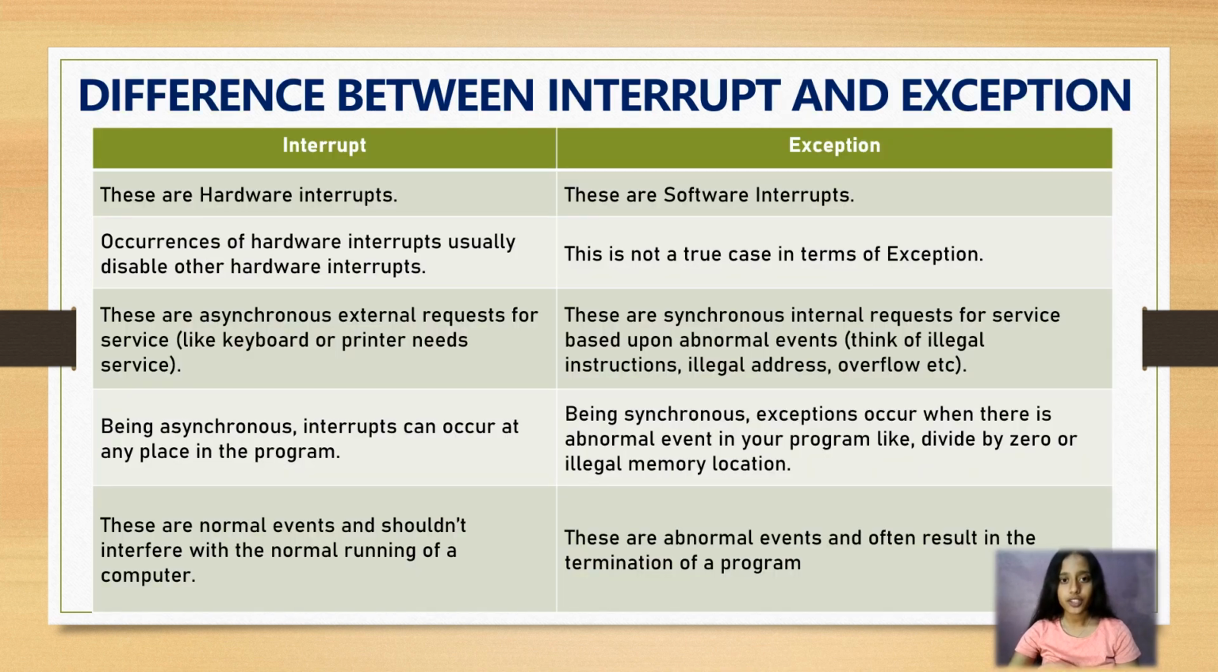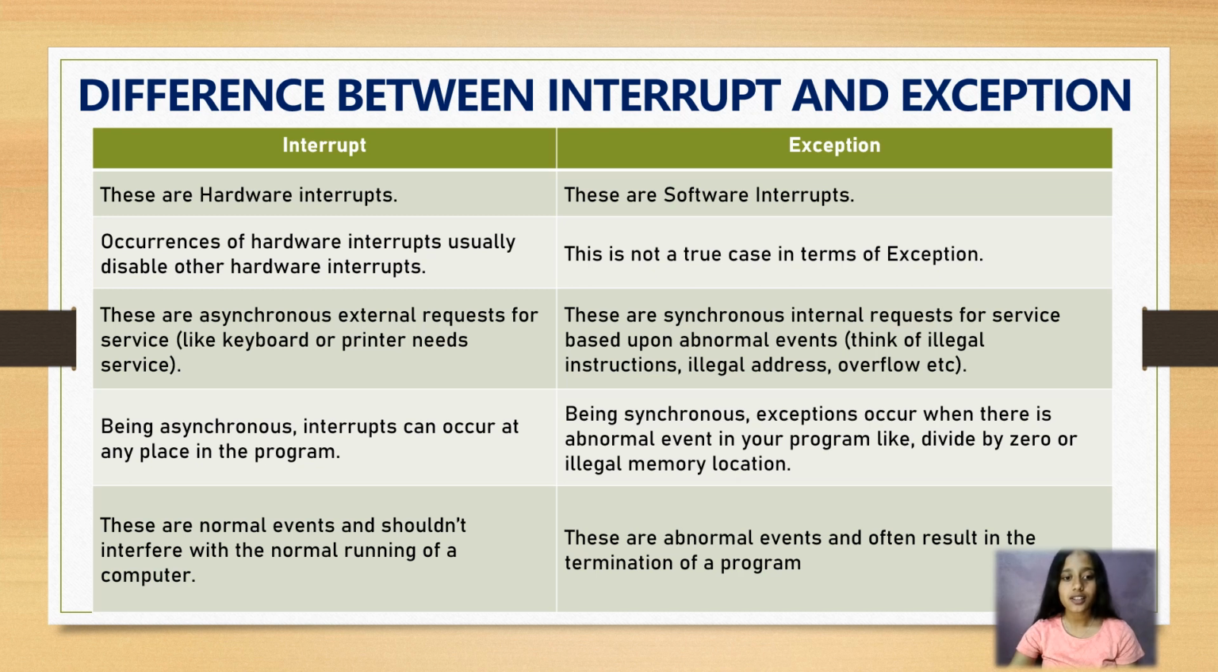Now let us look into the difference between interrupts and exceptions. Interrupts are usually caused by hardware and exceptions are usually caused by software. The occurrence of hardware interrupts will usually disable other hardware interrupts, whereas an exception does not disable anything. Interrupts are asynchronous or external requests for service, like when a keyboard or printer needs service. Exceptions are synchronous requests for service based upon abnormal events like an illegal address or illegal instructions, etc.